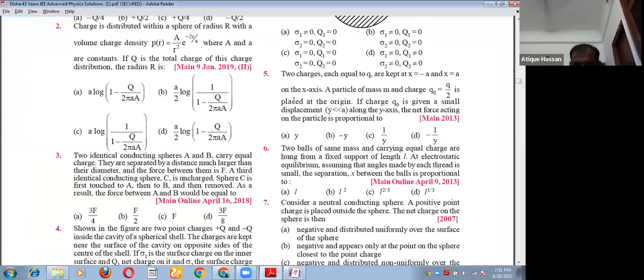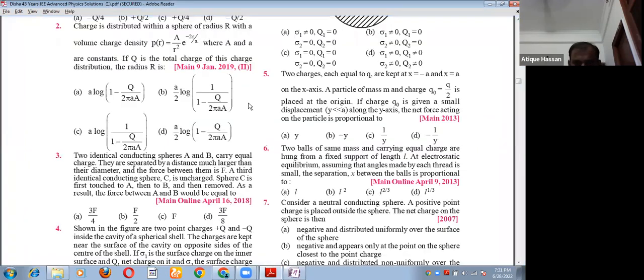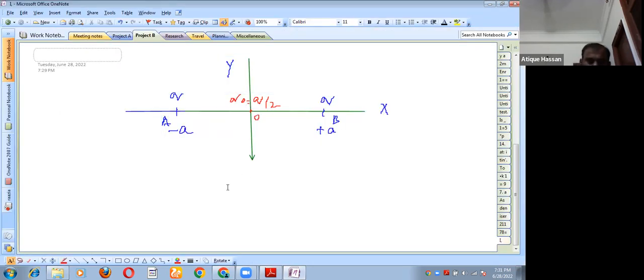Okay. If charge Q0 is given a small displacement, so suppose the charge is Q0 and its value is Q0 by 2. Now Q0 is given a small displacement along the y-axis, the net force. So what we have to do is, I will remove this one.